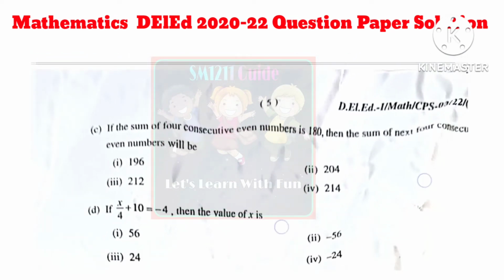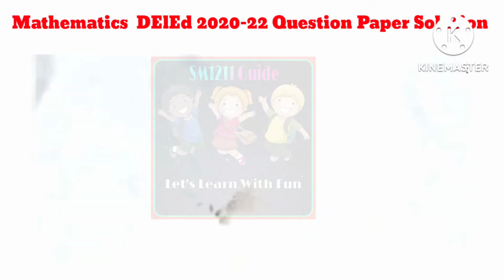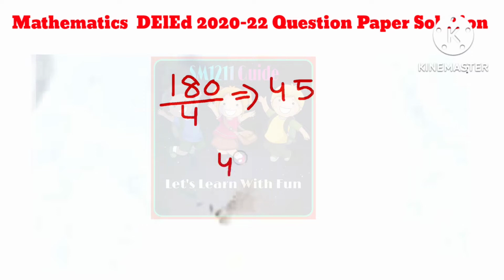Here it is said that if the sum of 4 consecutive even numbers is 180, then the sum of the next 4 consecutive even numbers will be. So here if we use our brain, 180 is the sum of 4 consecutive even numbers. If we find out the average, we need to divide it by 4. By dividing it by 4, you will get 45. That means 45 is the average.